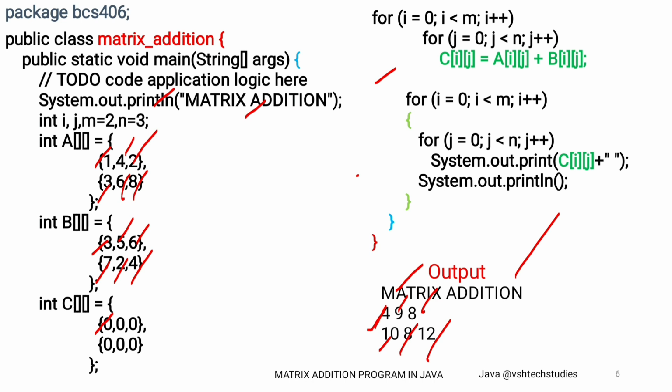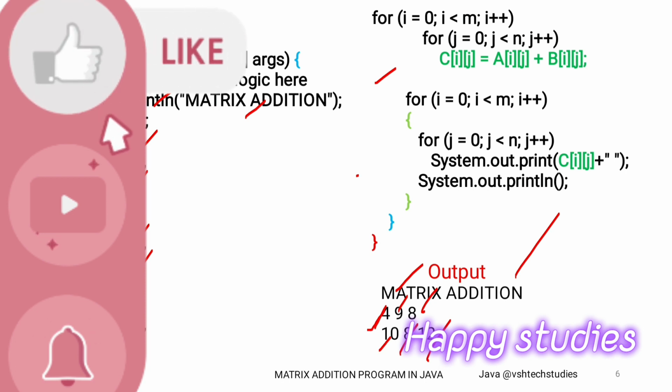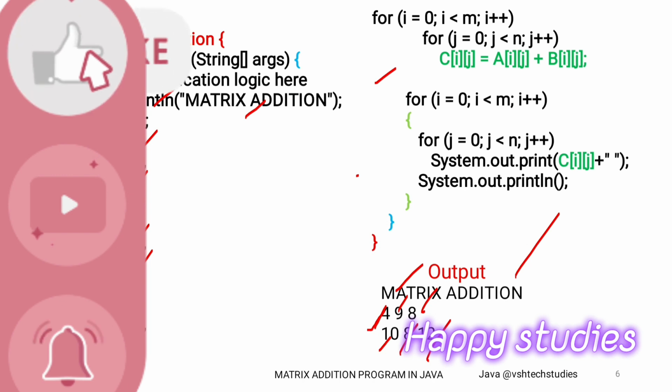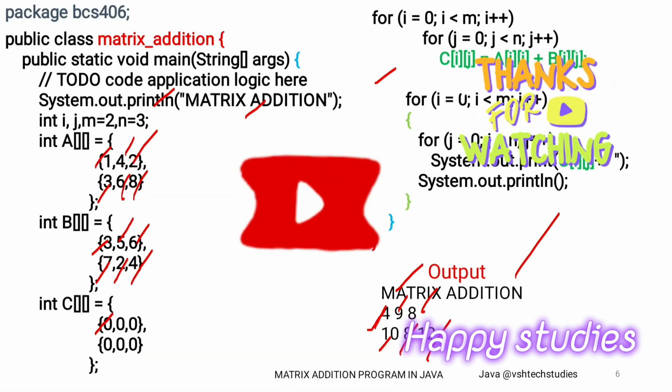So this is the output of the program, which adds matrix A elements with B and stores them in C, which is displayed here. Okay, this is how this program works, and that is the implementation of matrix addition using the Java programming language. I hope you understood. Thank you.